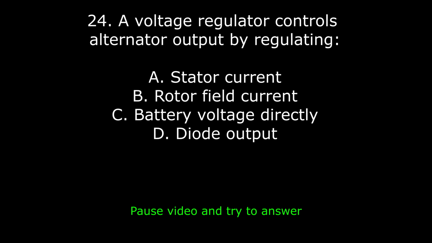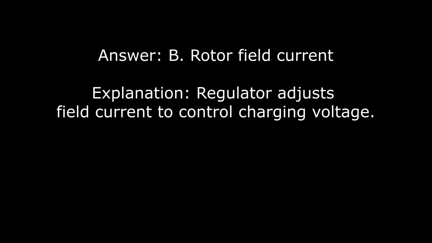24. A voltage regulator controls alternator output by regulating A, stator current. B, rotor field current. C, battery voltage directly. D, diode output. Answer B, rotor field current. Explanation: regulator adjusts field current to control charging voltage.